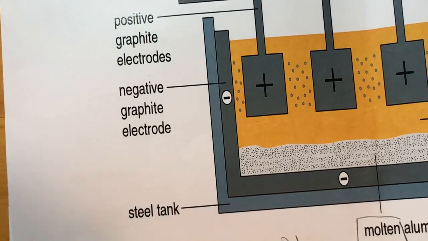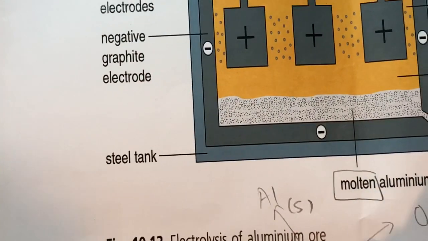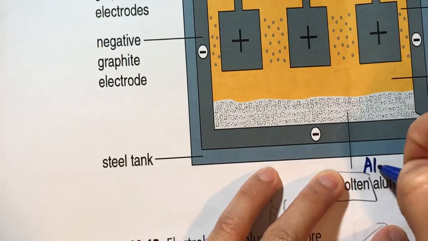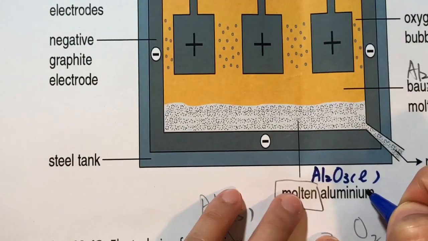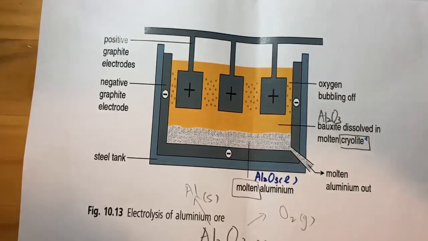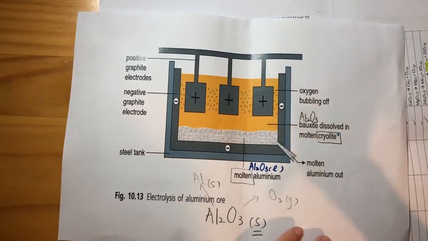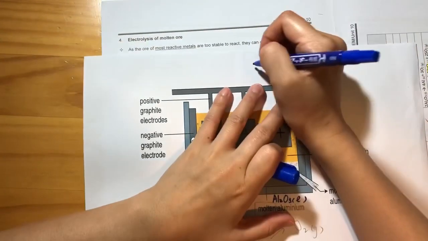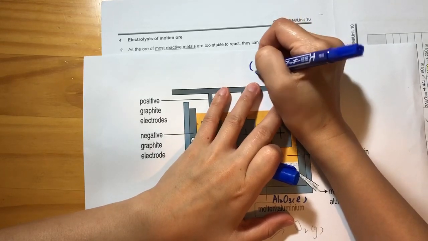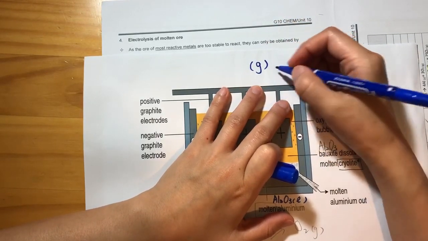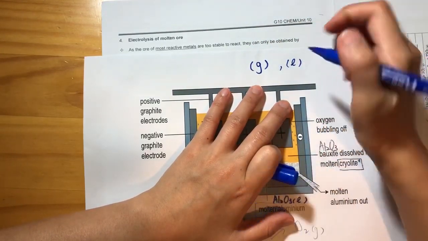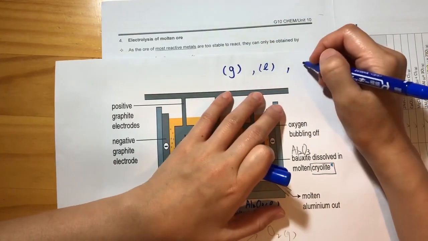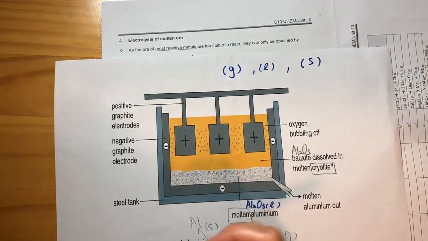Firstly, for aluminum oxide, when it becomes molten, we use the symbol L to represent it. It's not AQ because there's no water. Oh, sorry, you don't understand AQ at that stage. So for physical state in this chapter, you learn that G stands for gas, L stands for liquid, that means the molten state, or solid. So in this chapter, you just need to learn these three.